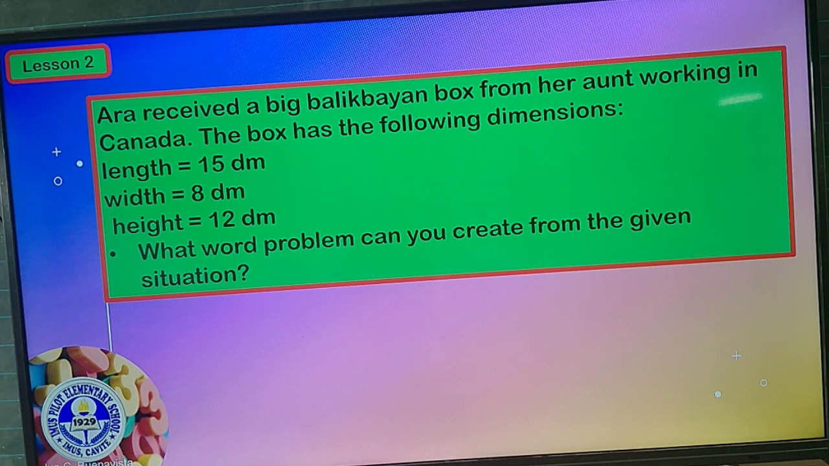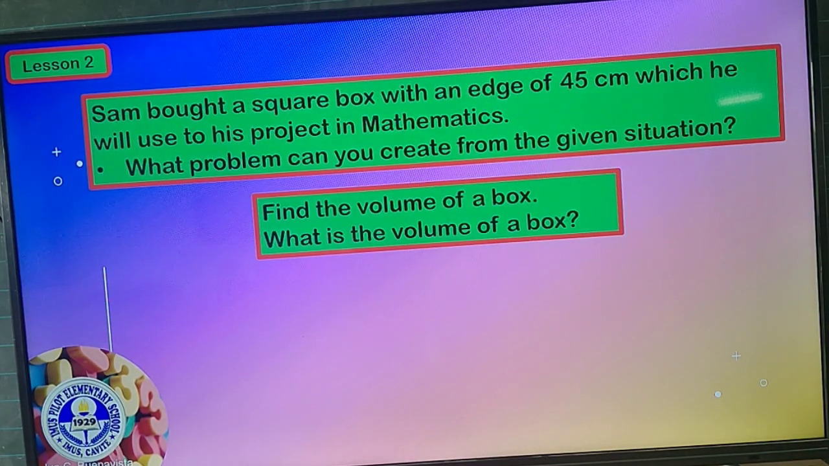So ano yung problem ang pwede nating ma-create out of that situation? Maaaring magtanong tayo ng find the volume of a box. Or you can also say, what is the volume of a box? That is how to create.